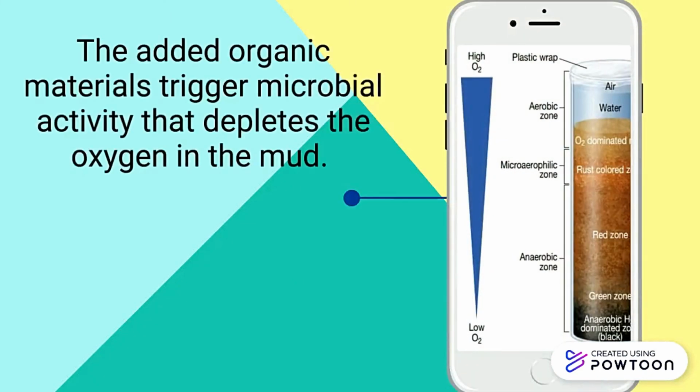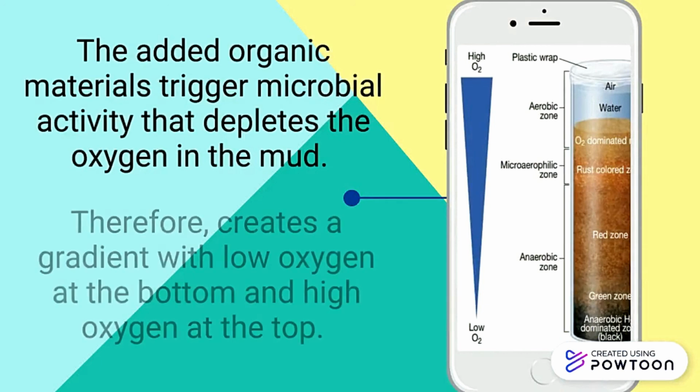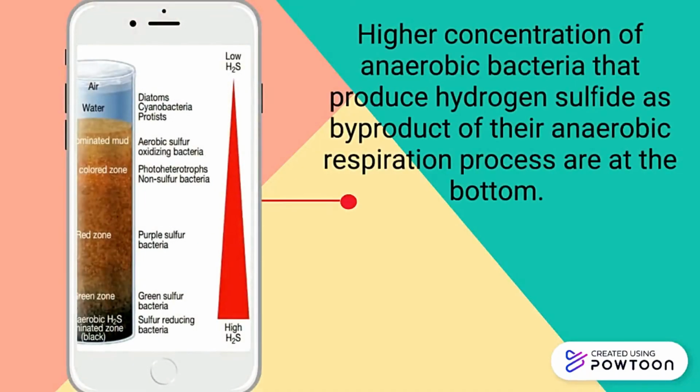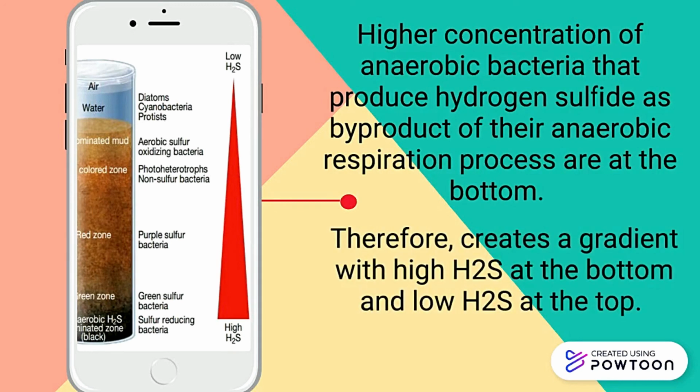The added organic materials trigger microbial activity that depletes the oxygen in the mud, therefore creating a gradient with low oxygen at the bottom and high oxygen at the top. On the other hand, a high concentration of anaerobic bacteria that produce hydrogen sulfide as a byproduct of their anaerobic respiration process are at the bottom, therefore creating a gradient with high hydrogen sulfide at the bottom and low hydrogen sulfide at the top.